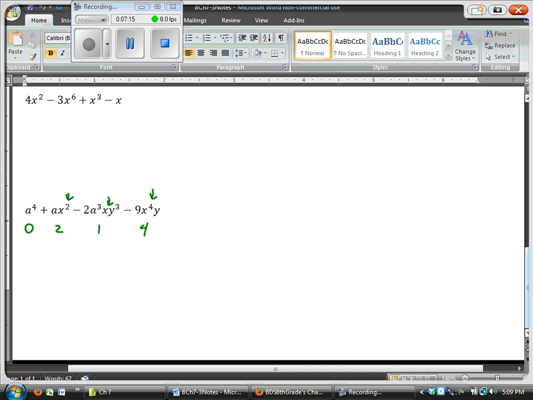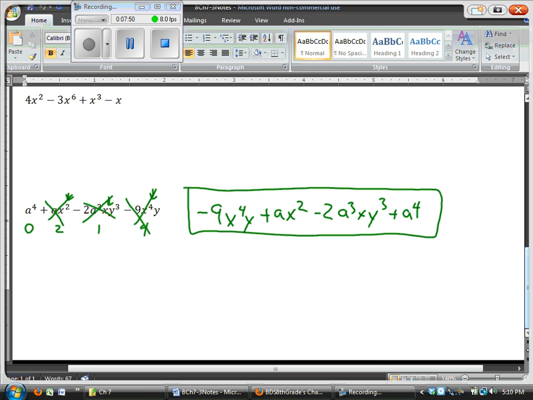So the first thing I have is negative 9x to the 4th y. Okay. Then my next biggest x is going to be ax squared. I see that that's a positive ax squared. Next comes this big term with my exponent of 1, and that's negative 2a cubed xy cubed. And then the last term I have is a to the 4th. Okay? So we can look at the x's, 4, 2, 1, none. Okay? I hope that makes sense.